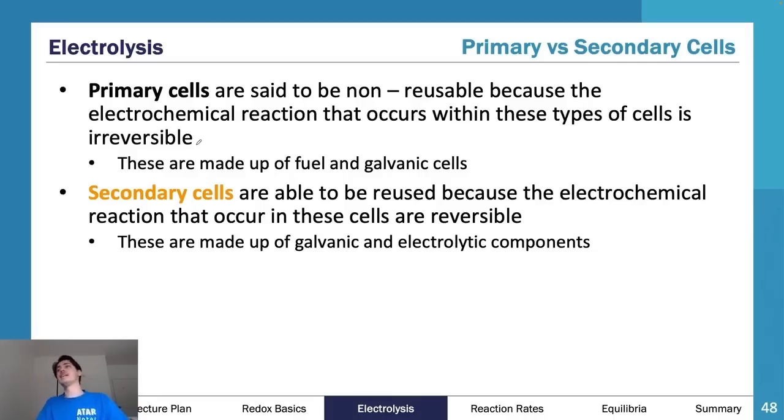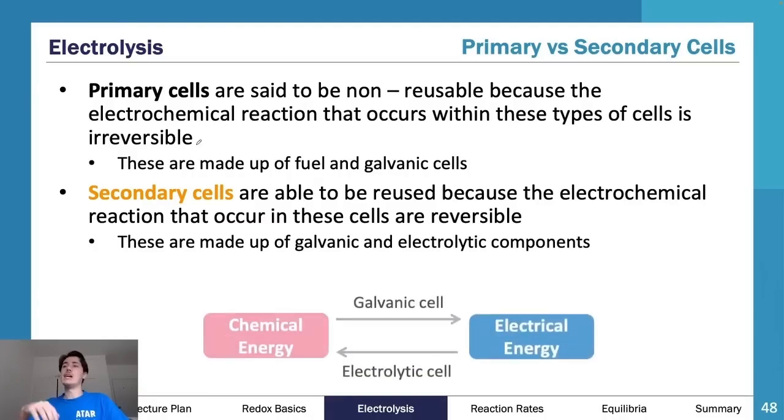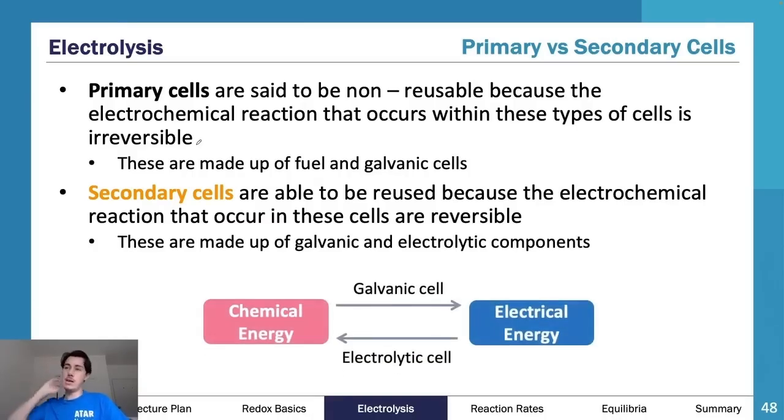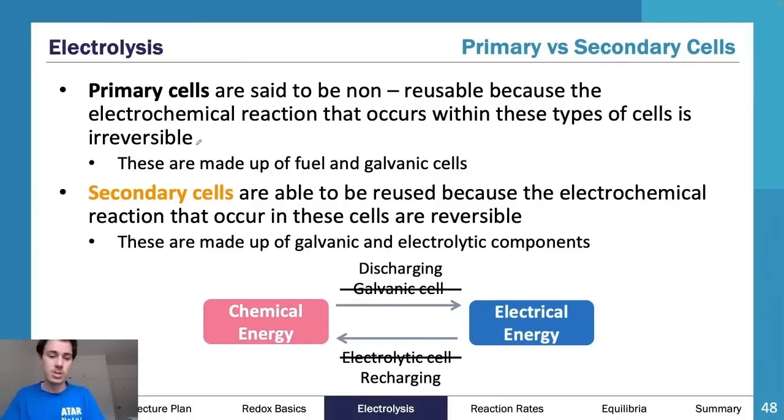Secondary cells, on the other hand, are able to be reused because the electrochemical reaction that occurred in these cells is reversible. So these are made up of galvanic and electrolytic components. So as you can see here, we have a chemical energy, electrical energy, we have discharge versus recharge, and secondary cells have discharge and recharge, and it's an important way of distinguishing what is going on in a cell and whether something is a secondary cell. Now, also really important, these are made up of a galvanic component.